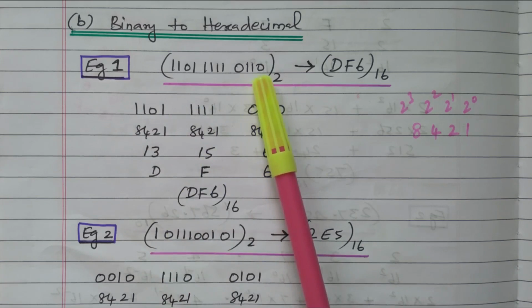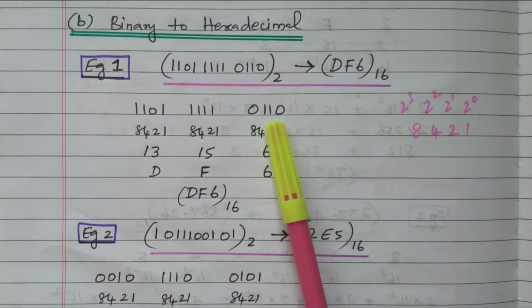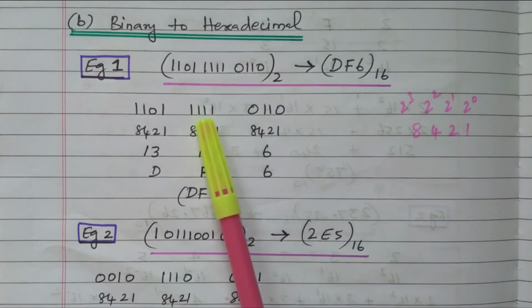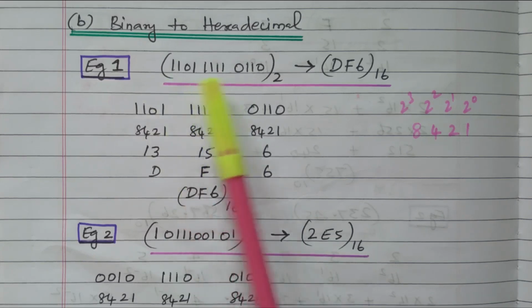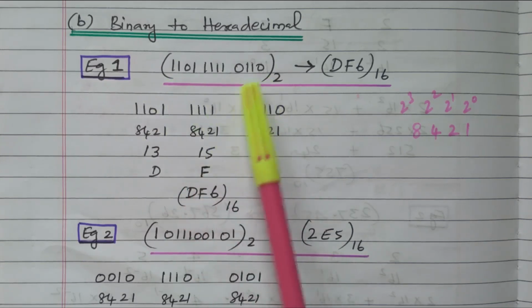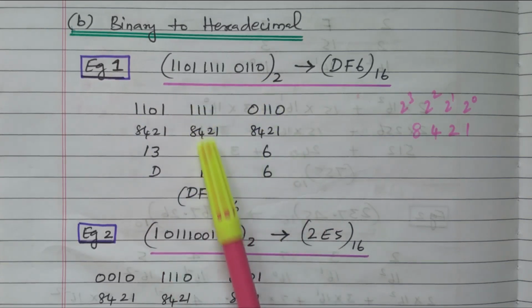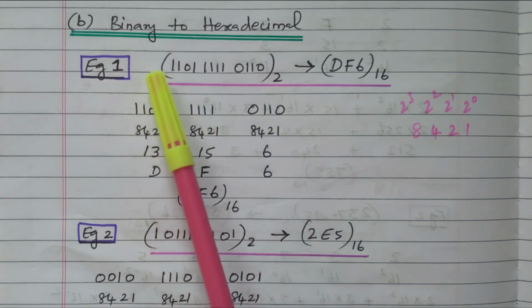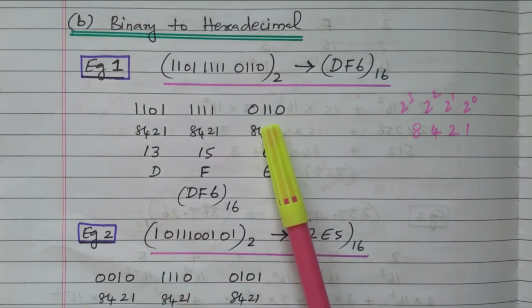So here what is available? Starting from LSB, it is 0, 1, 1, 0. Another 1, 1, 1, 1. All ones are available. Another 1, 1, 0, 1. Here totally 12 digits are available, so it is grouped into three 4-digit groups. This is one 4-digit group, another 4-digit group, another 4-digit group. If any digit is short, we need to add 0, but here exactly 12 digits are available.